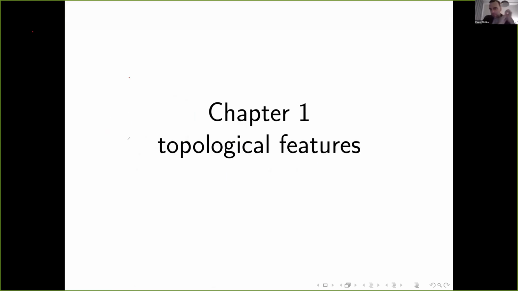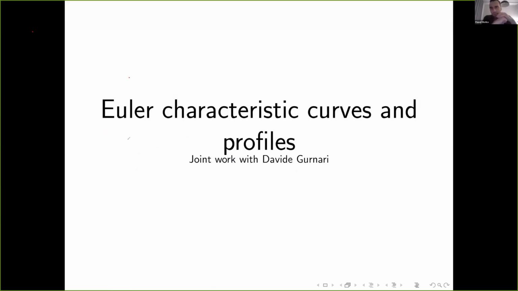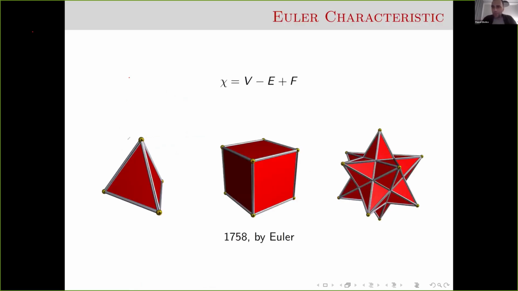Okay, so let's start with the topological features. That's my work with Davide Gornari. And everything starts back in 1758. Historically, we know that Euler wasn't the first one who realized that if you take a convex polygon and take the number of vertices of this polygon, subtract the number of edges and add the number of faces, you will always get 2. But it is attributed to Euler, and therefore this number is called the Euler characteristic.